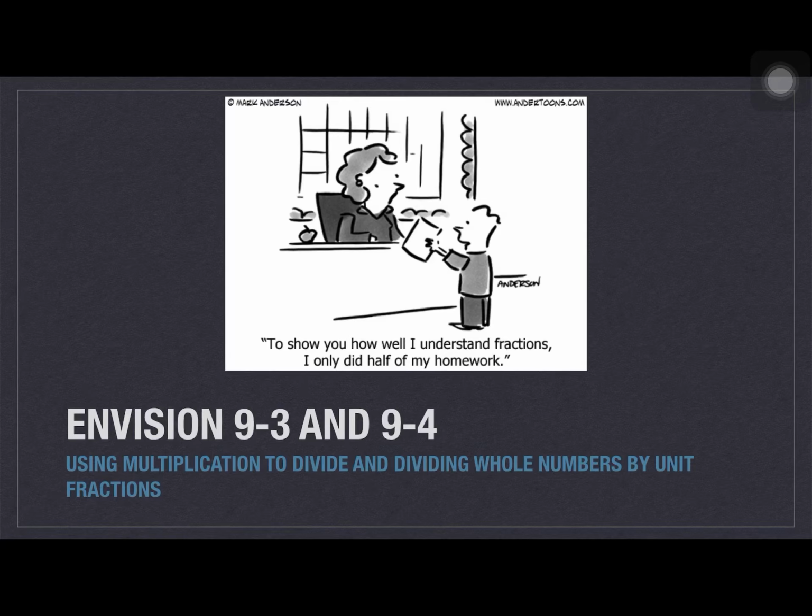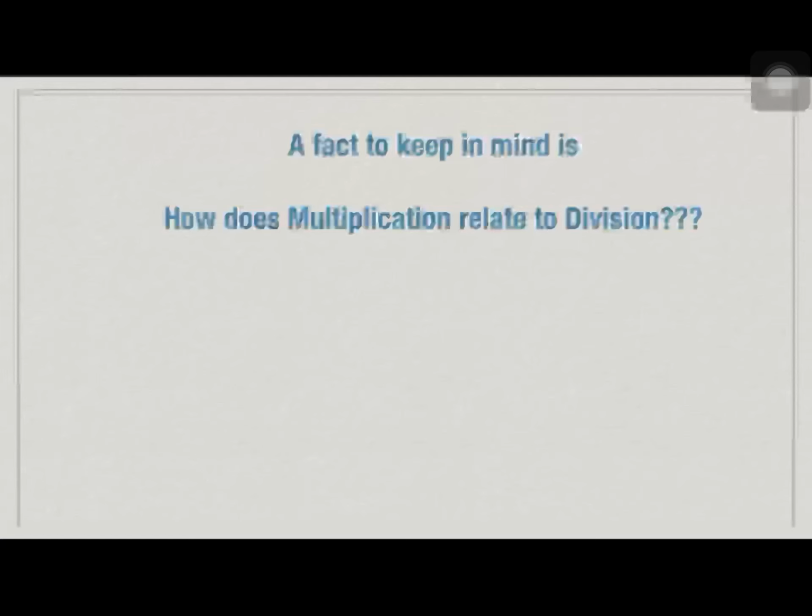Here's your funny for the day to show you how well I understand fractions. I only did half my homework. Not funny. Okay, but it is a little bit.